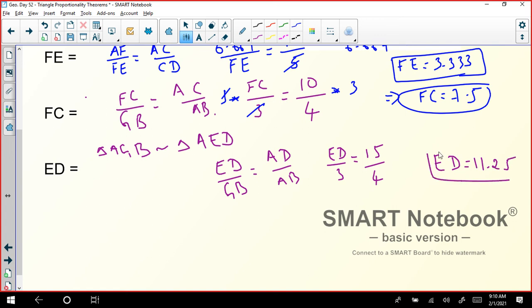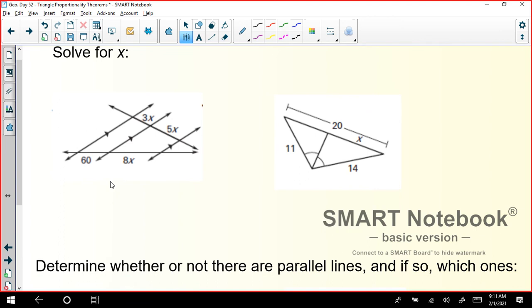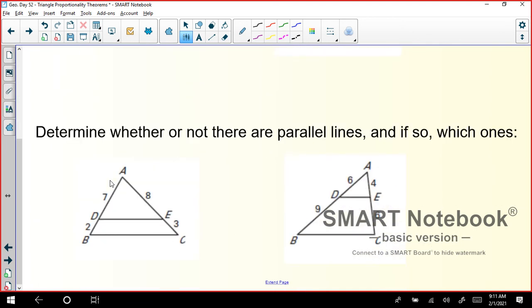Okay, please work out these type of problems. Let's see the next one. Solve for x. This time we can apply triangle proportionality theorem. I'll help you with a couple of them, and then you can try a couple more.